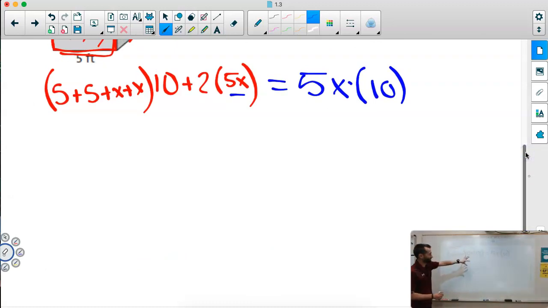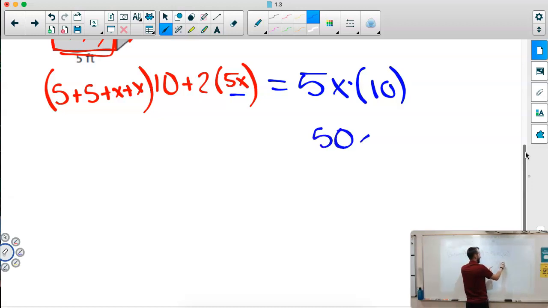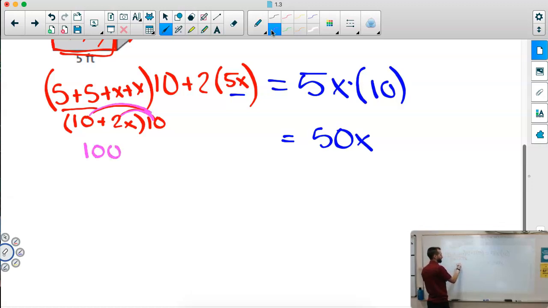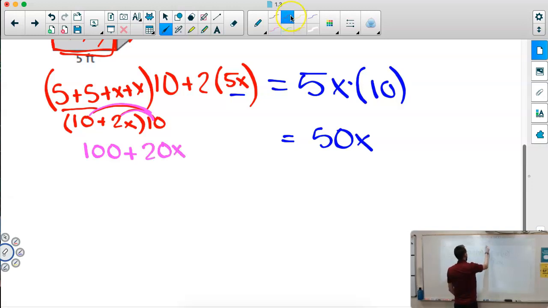I've got a lot of simplifying I need to do here, so we'll take a look at this in a minute. Let's multiply out. 5 times 10 is 50, so this is 50x equals, and then all of this stuff. Well, this is just going to be 10 plus 2x times 10. So the distributive property would say I have 100 plus 20x, and then this other stuff is plus 10x.